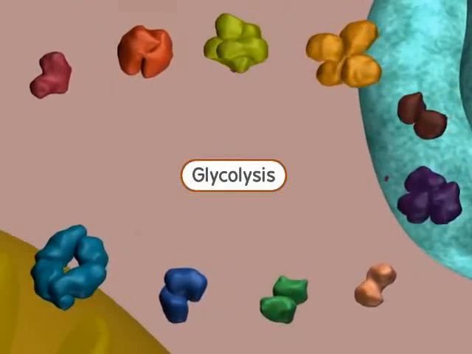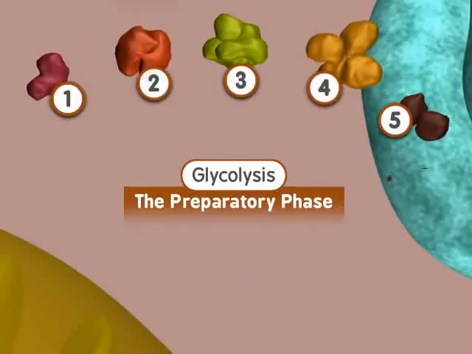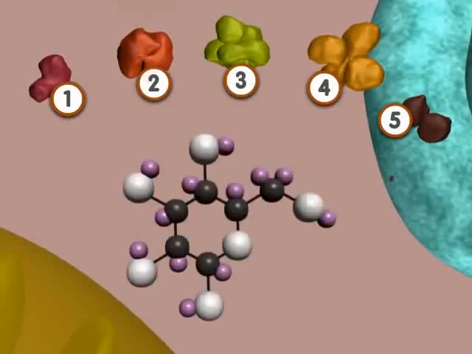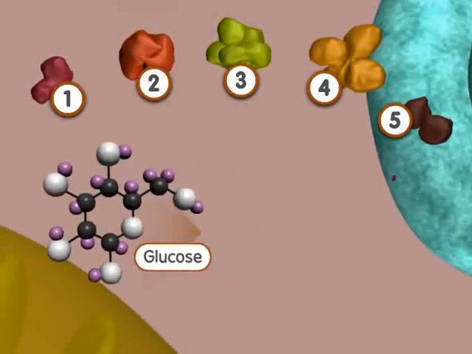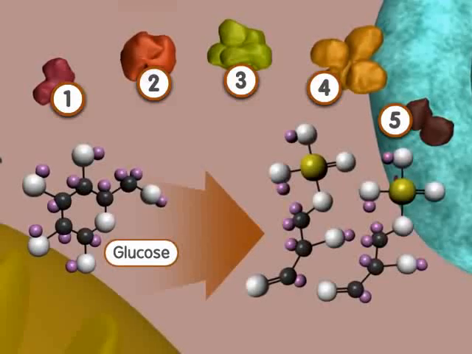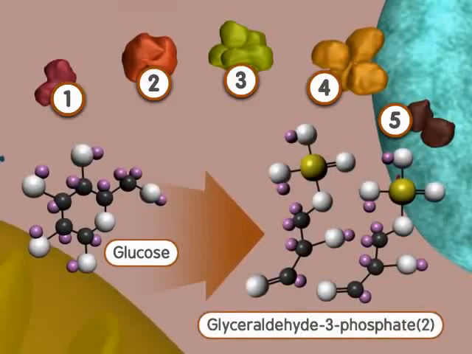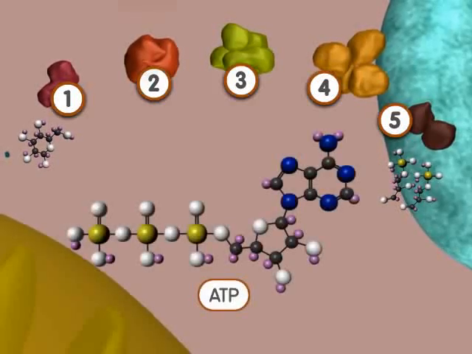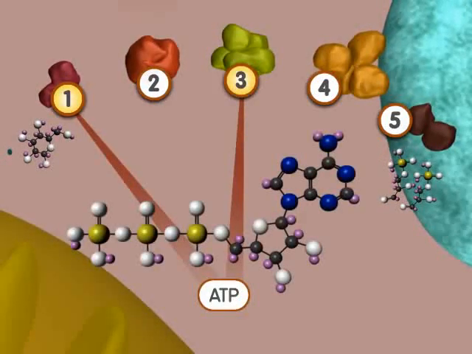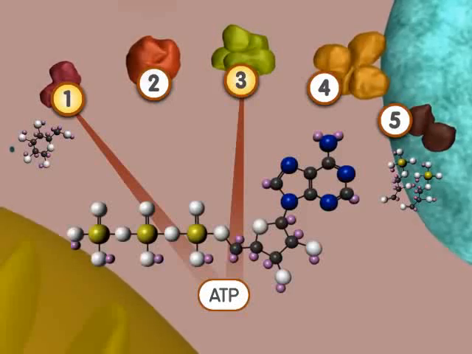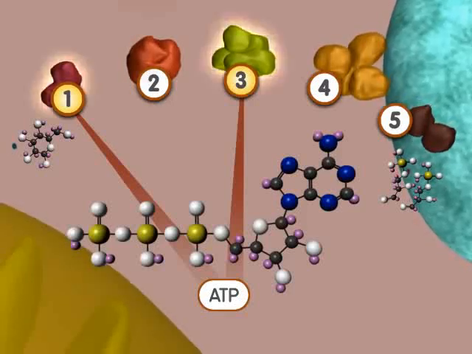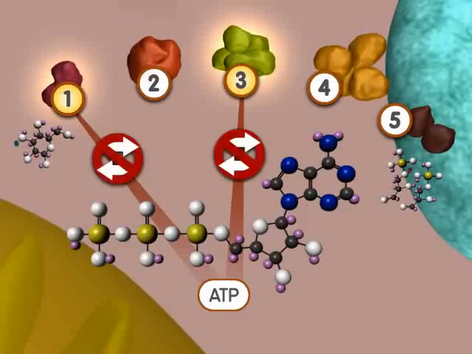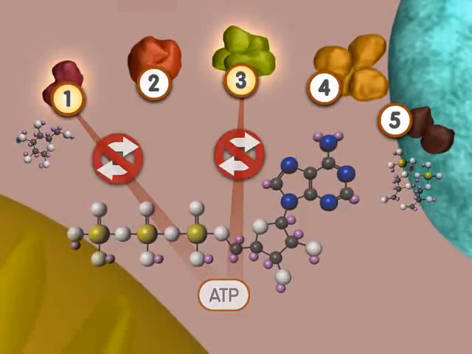The first 5 steps of glycolysis convert a 6-carbon sugar, glucose, into 2 3-carbon sugars, glyceraldehyde 3-phosphate. To do so, ATP is consumed in the first and third steps. Both of these chemical reactions are catalyzed by an enzyme known as a kinase, and both reactions are irreversible.